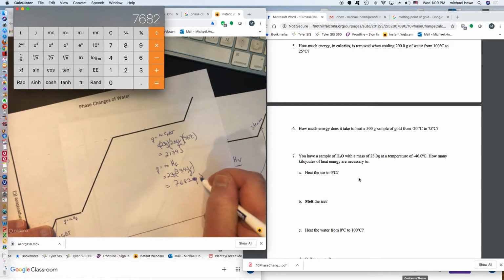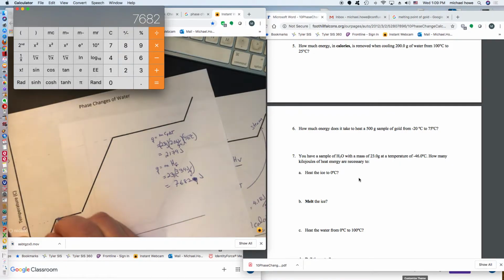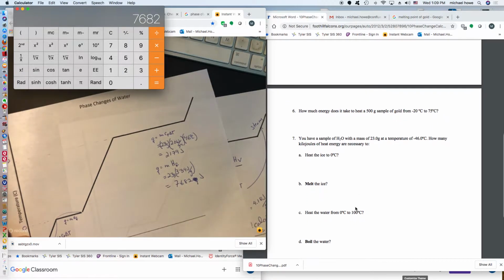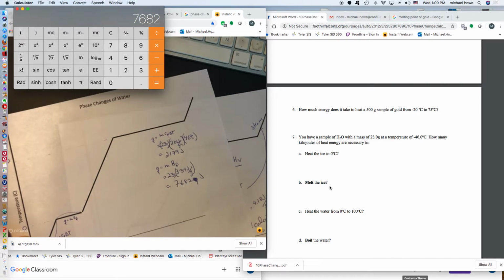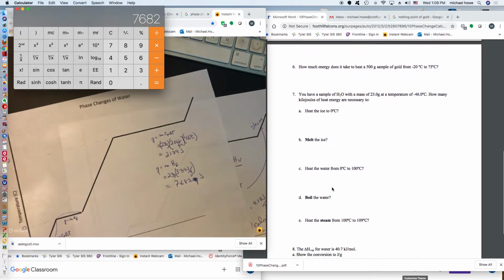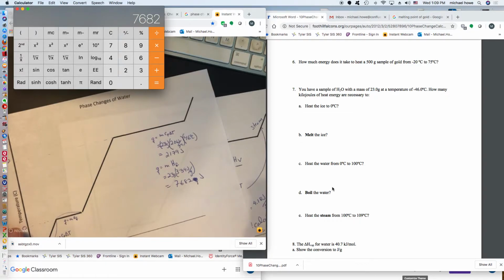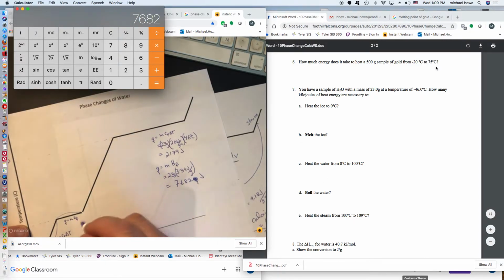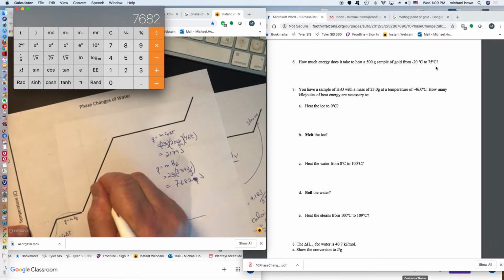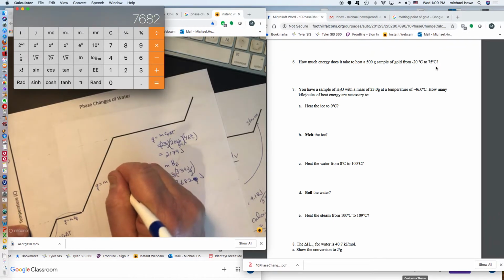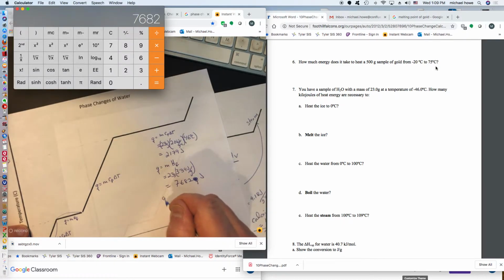So now we've crossed here, and we're ready for the third one. That's how much it took to melt the ice, 7,682 joules. Now we're going to heat the water from 0 to 100. So if we're heating from 0 to 100, we're going to need a temperature change again. So we're going to use this formula. Q is equal to M Cp delta T.